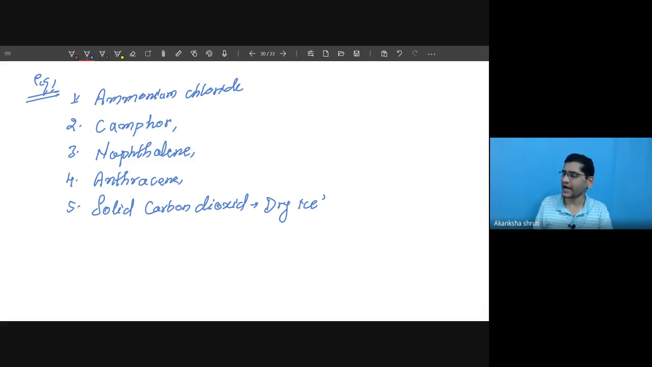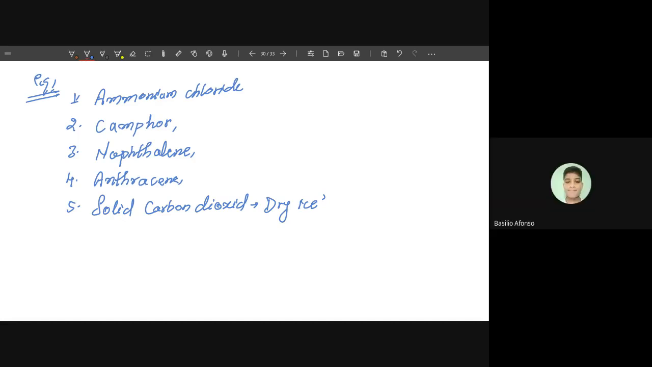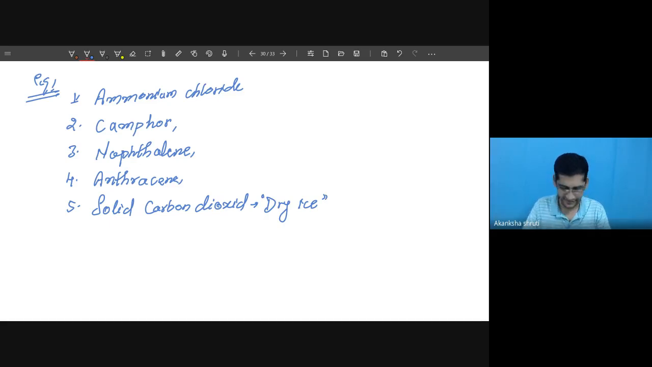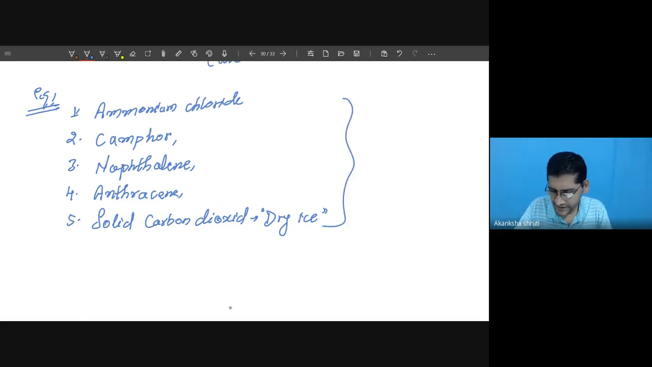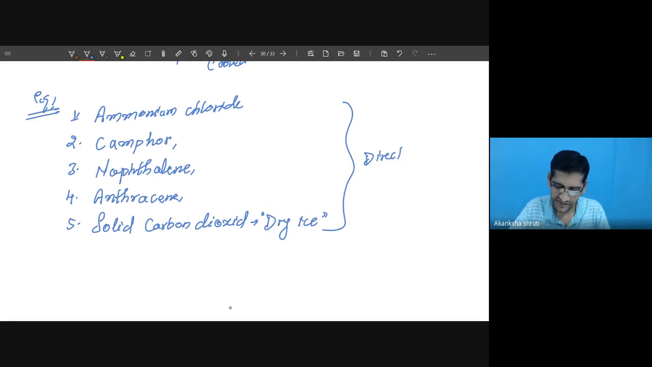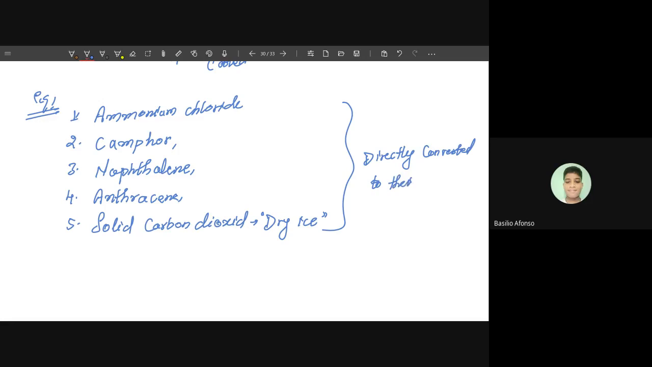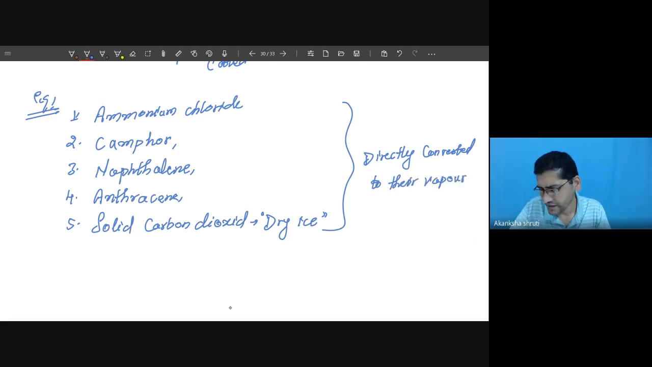So in looks it is ice, but it is not water in solid phase; rather it is carbon dioxide in solid phase. It is used in fire extinguishers, and this is called dry ice. Okay students, these things directly convert into vapor without going into liquid. This you have to keep in mind.